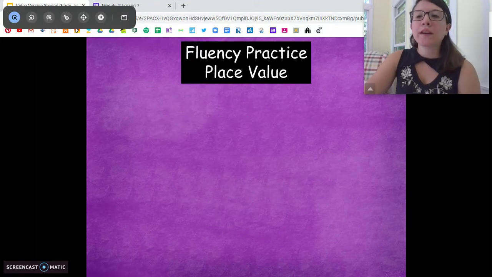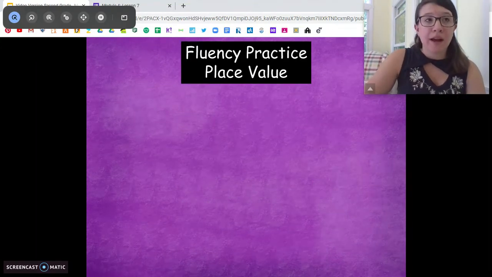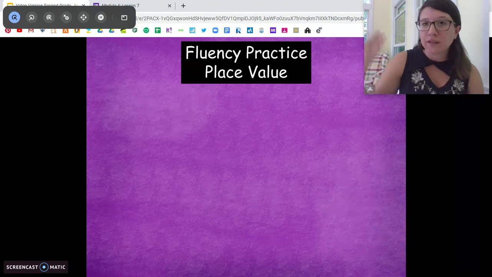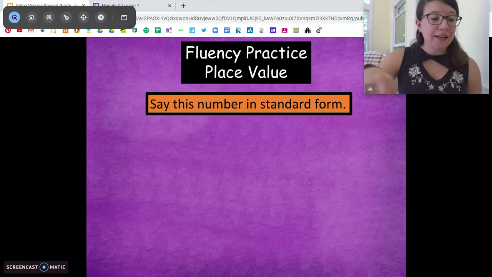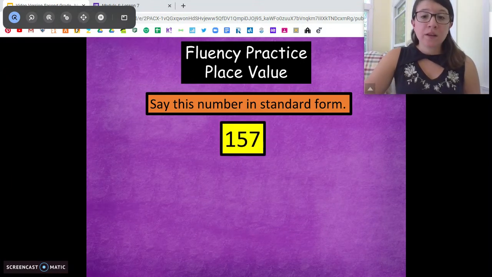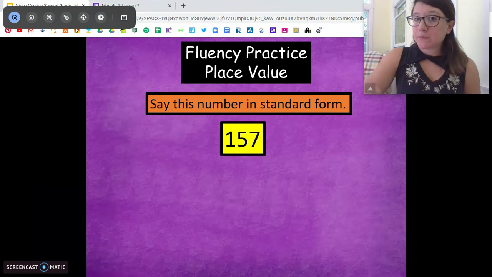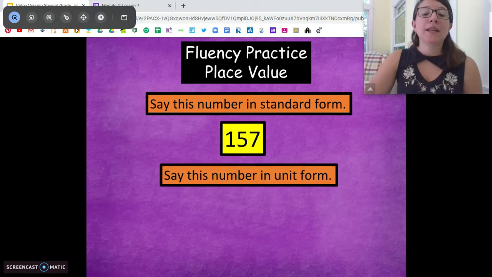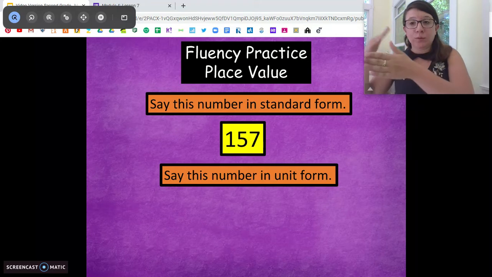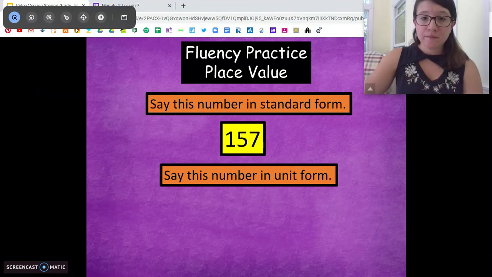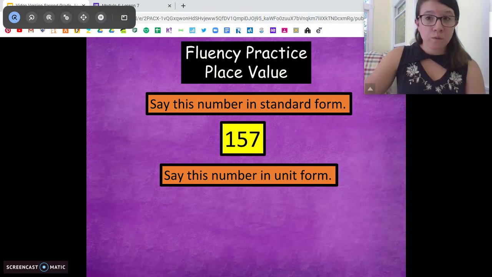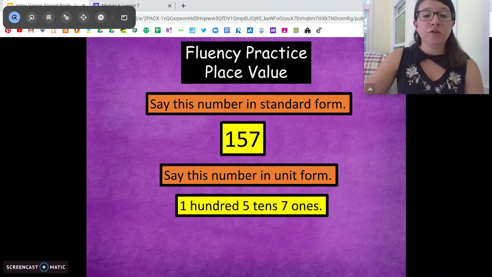All right. We're going to start off with a little bit of fluency practice, reviewing our tens, ones, hundreds place value. So we're going to say this number in standard form, which is just saying it, which is what? 157. Awesome. Now say it in unit form. Break it down into its parts, hundreds, tens, and ones. Go. Good. You should have 1 hundred, 5 tens, 7 ones.